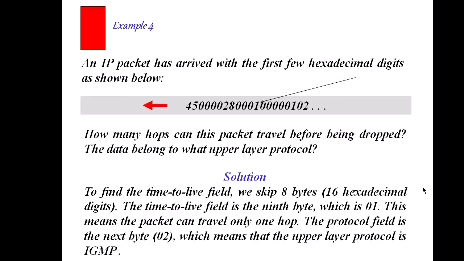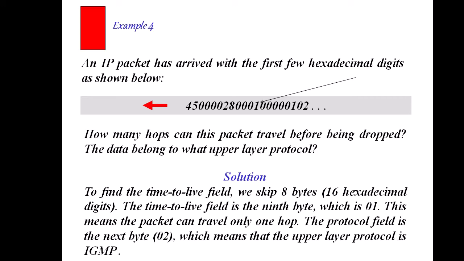Okay, so from the point of view of the receiver, the header fields are quite important for checking and understanding what's being transmitted. So if an IP packet has arrived with the first few hexadecimal digits as shown, how many hops can this packet travel before being dropped by a router? And the data belongs to what upper level layer protocol?